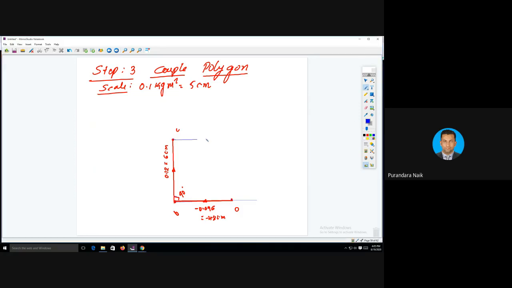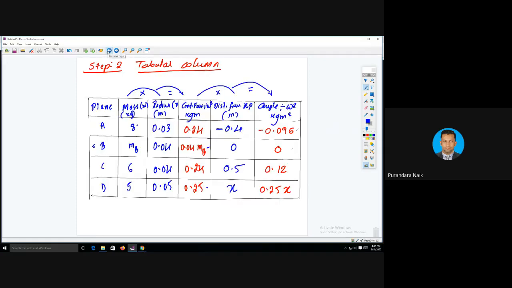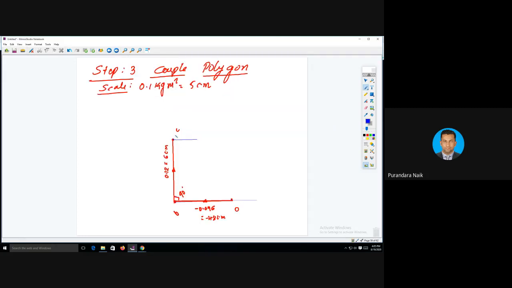Now, if you go back to the tabular column, here we have three values. Three values means it is a triangle of three sides. The last one is D. We don't know the angle, and we don't know the magnitude either, it is in terms of x. But it is a triangle. We have reached point C. Then the polygon must be closed. How to close it? You join the first point with the last point. That's all. So this is the first point and this is the last point. It is a triangle, you know.